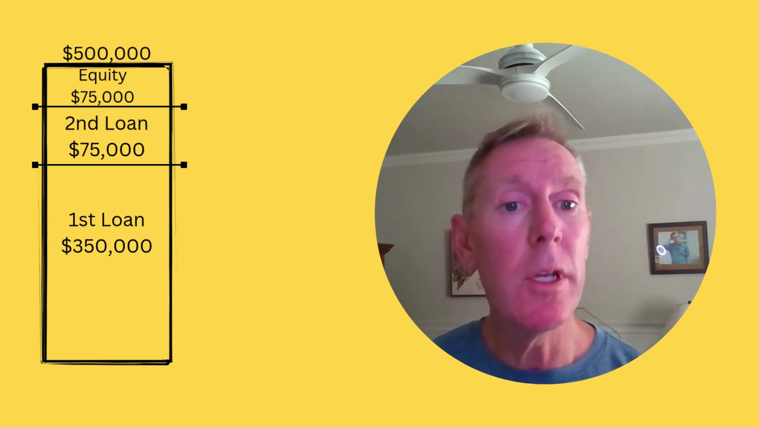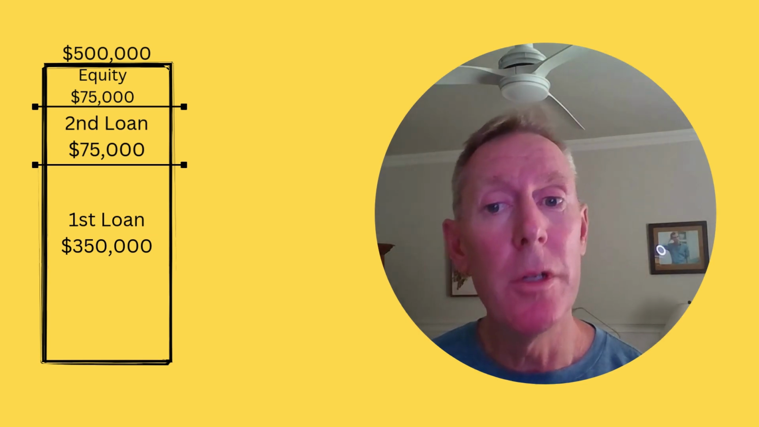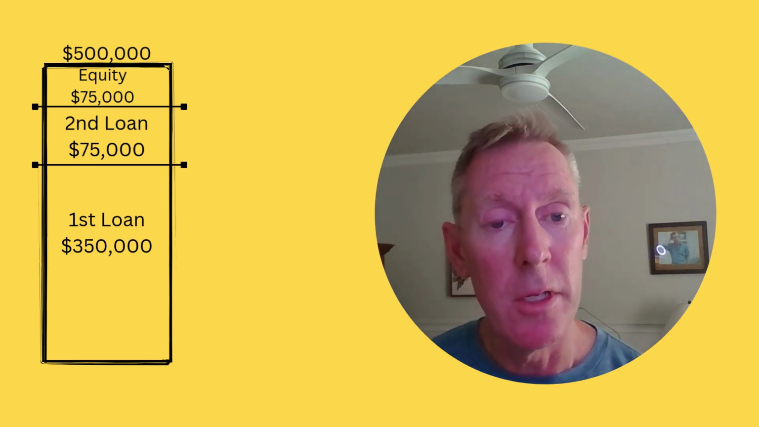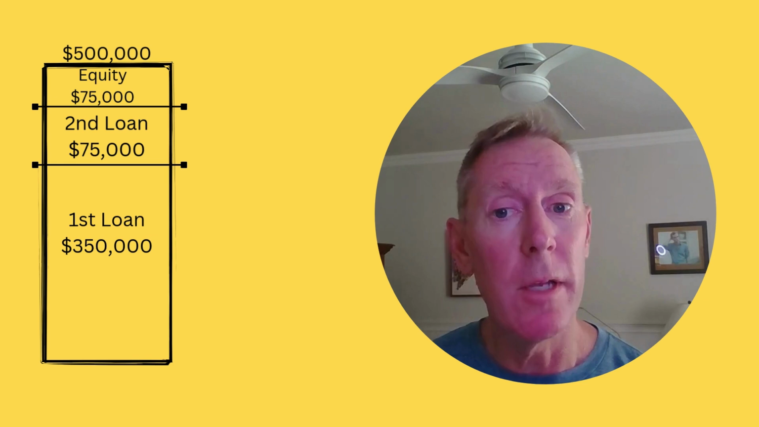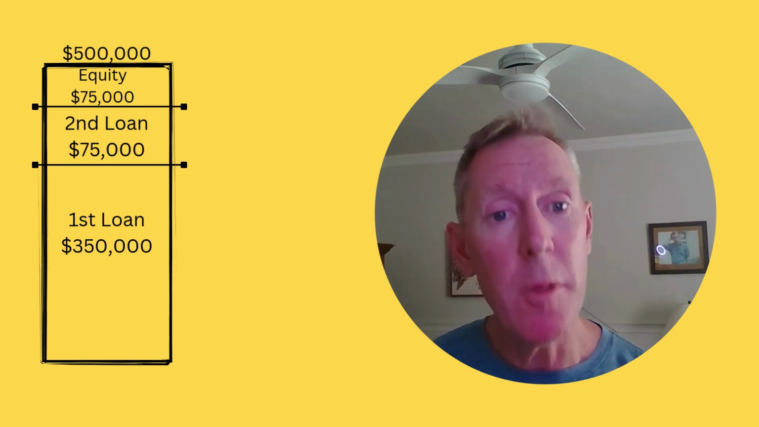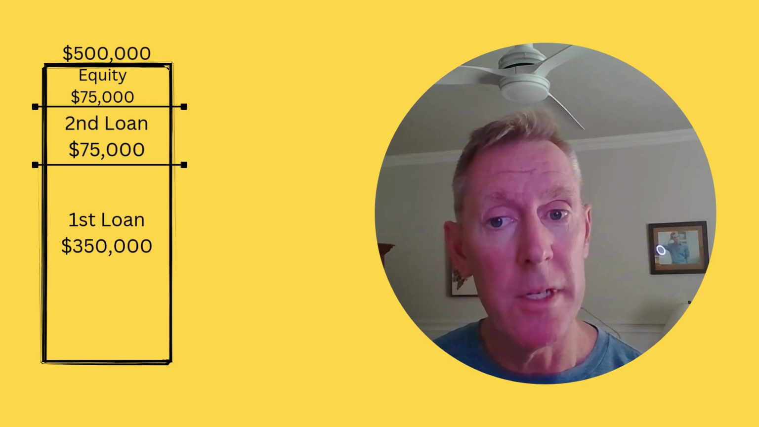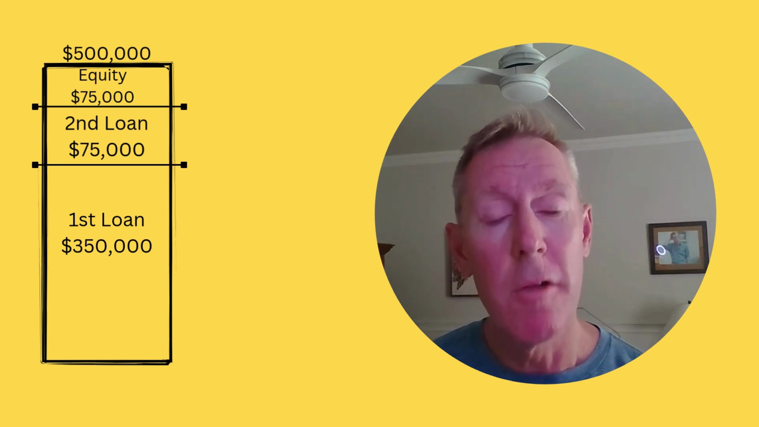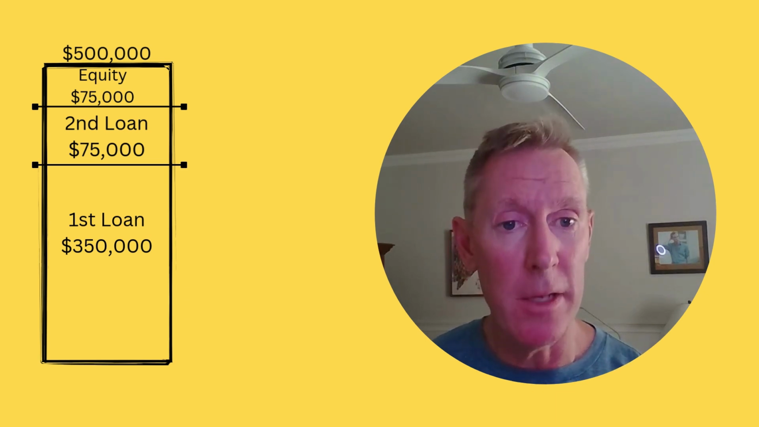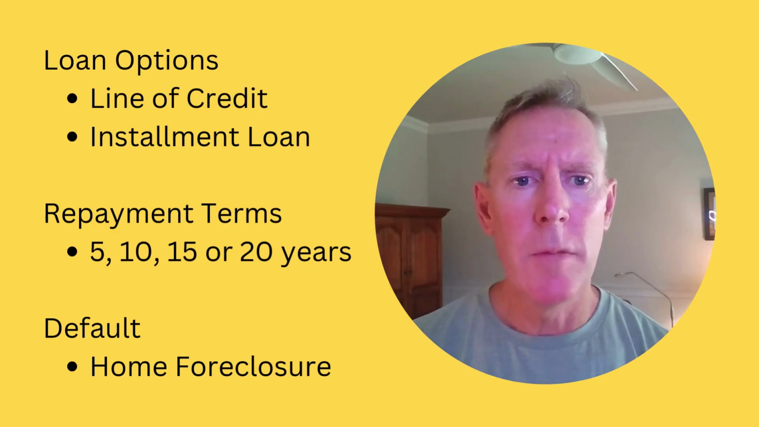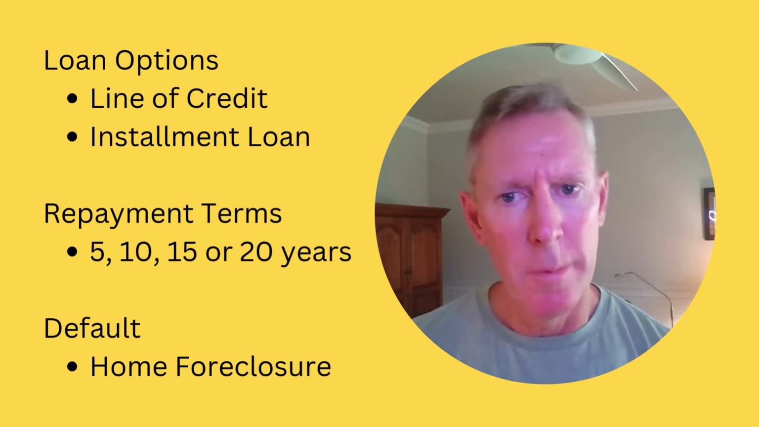My new equity in my home has now been reduced to $75,000. So to calculate my equity in my home after my second mortgage, of course, I would subtract the balance of my first mortgage and the balance of my second mortgage from my total property value. You have now been approved for a home equity loan.